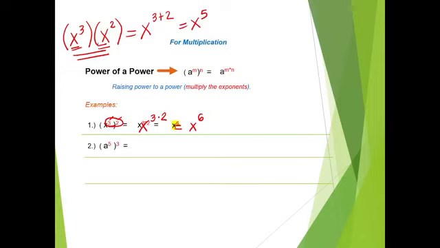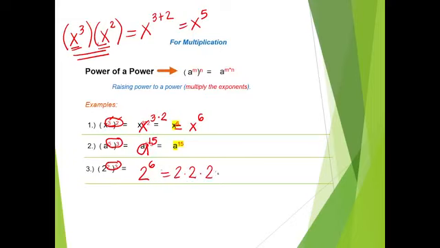Number 2. Pilay answer ninyo ani, b? A raised to multiply how much? 15. Oh, simple as that. Simple as that. So, number 2, i-multiply si 2 ug si 3. How much is that? 6.